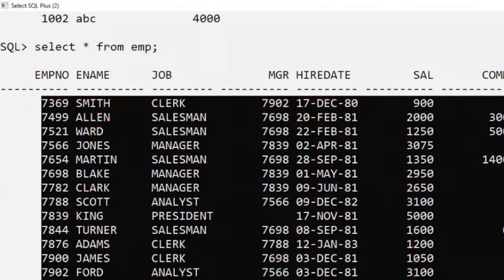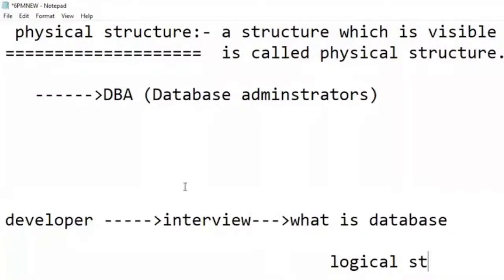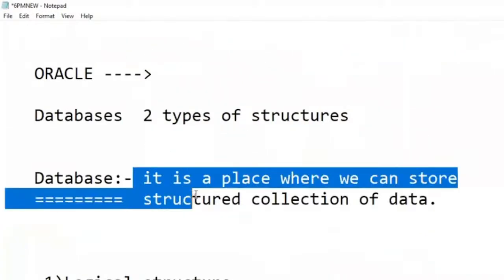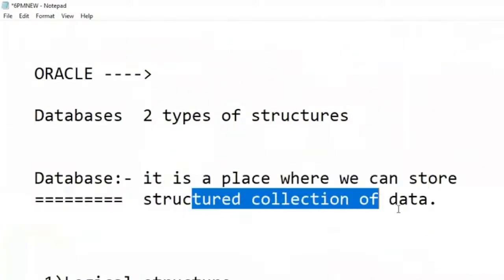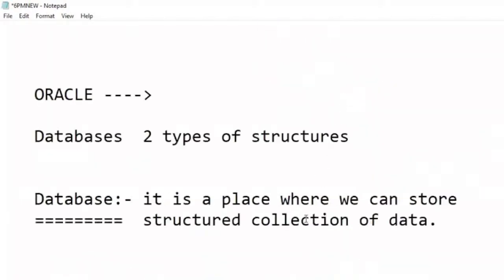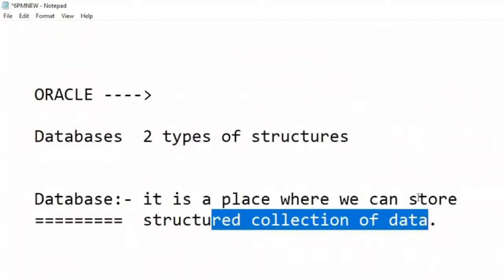That's why in books or when typing in Google what is a database, two definitions are there, but most developers write that it is a place where we can store a structured collection of data. Understood? Oracle is a product from Oracle Corporation. In our course we are learning the 19c version. This is a database product. If anybody asks what a database is, as developers we say it is a place where we can store a structured collection of data. That is the logical side.